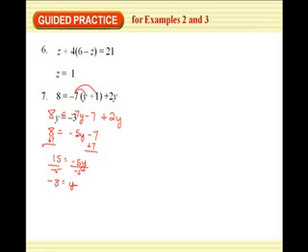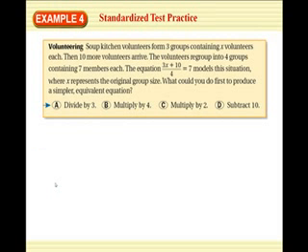Notice it takes a lot of work. That's a lot of steps that I need to see. I need to see everything that you guys are doing. And on your guided practice with me, don't just write the answers. I want you to practice these so you can get what it feels like to do all of that work with me. Okay? All right.